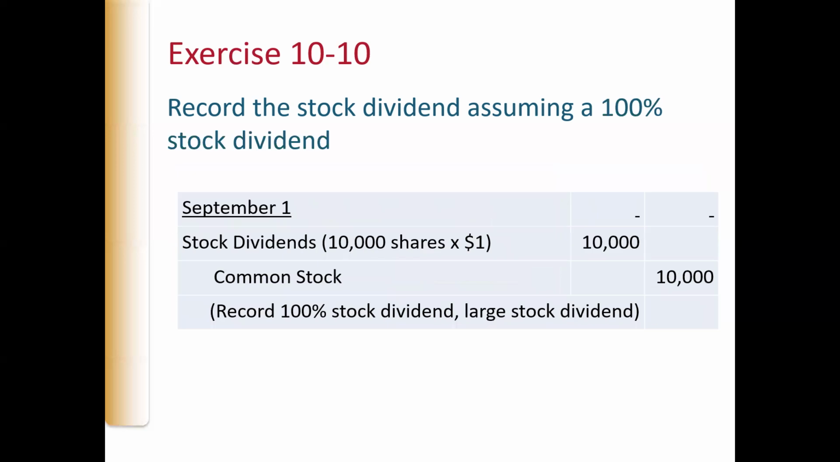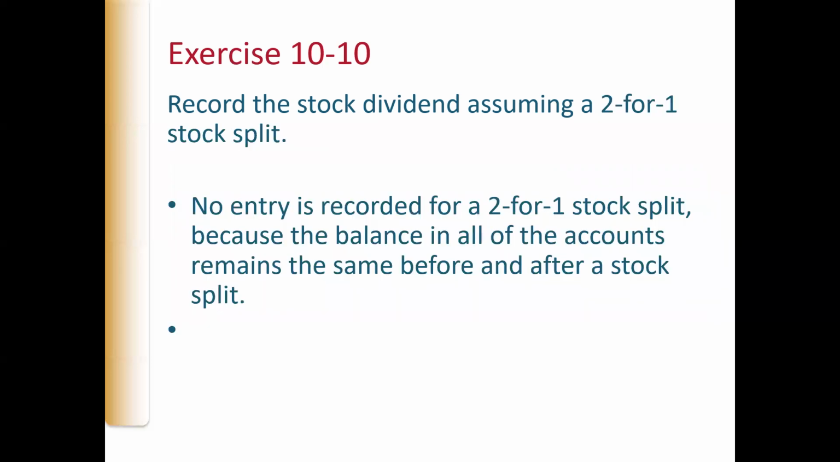If we're assuming a 100% stock dividend, we're going to debit our stock dividend for 10,000 shares at just the par value, and credit our common stock. But if it's a 2-for-1 stock split, we don't record any entries. All we would do is reduce the par value in half.